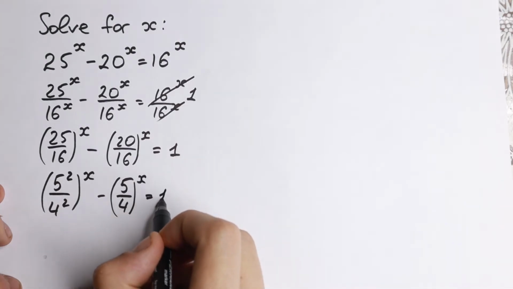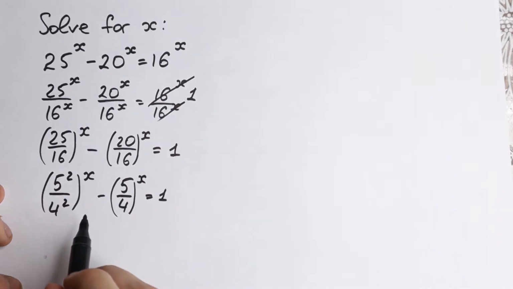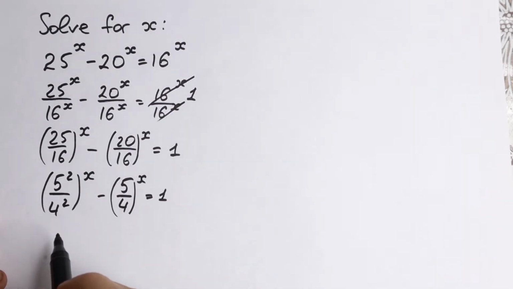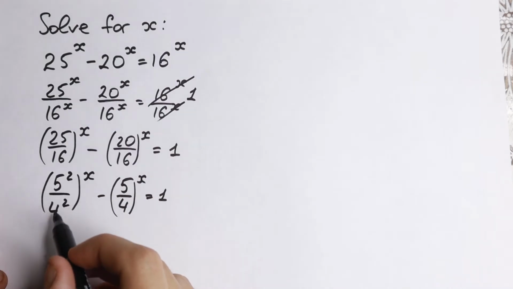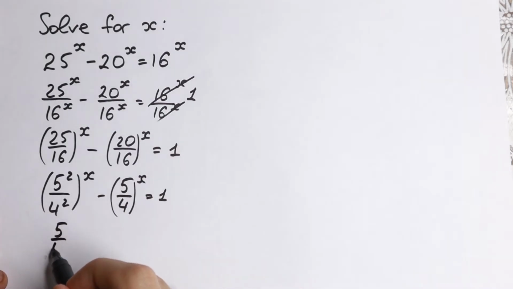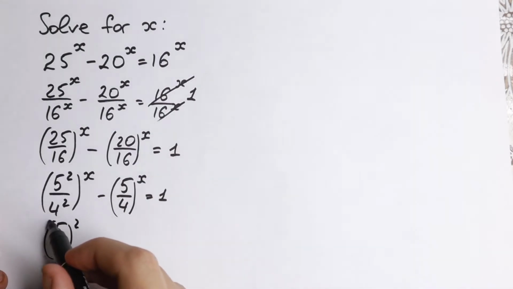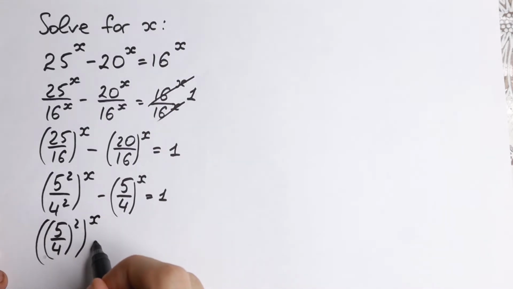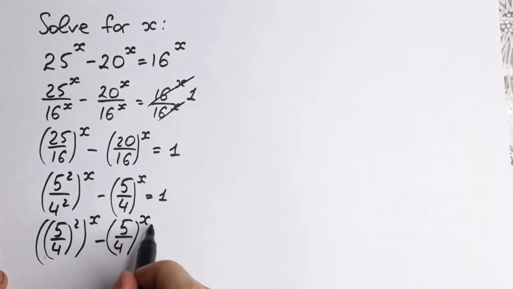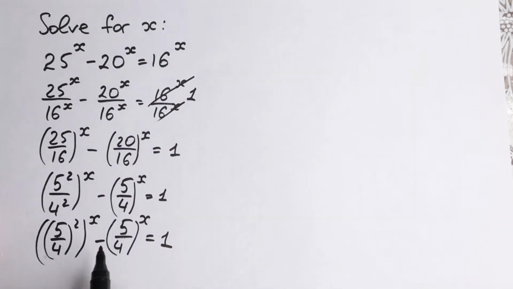And right now a lot of students see something common between this and this one, and it's really good. But it's not the final simplifying trick, because we need to write this 5 squared over 4 squared as 5 over 4 all squared and all raised to the x, minus 5 over 4 to the power x equal to 1. And I hope you see right now that we have something that looks like a substitution, something like a quadratic equation, because we have a square of our x right here.